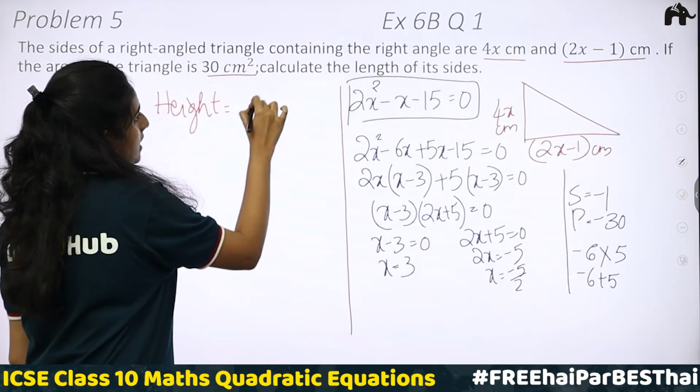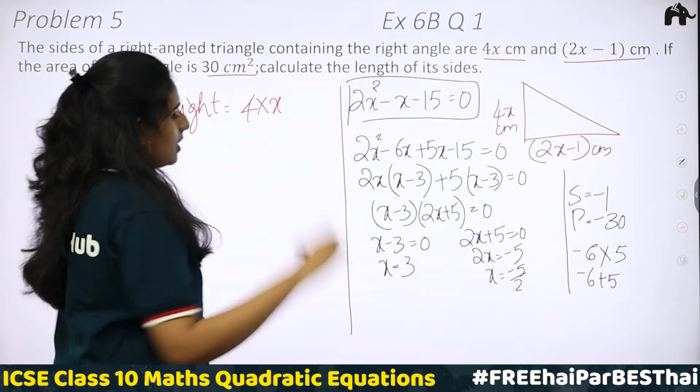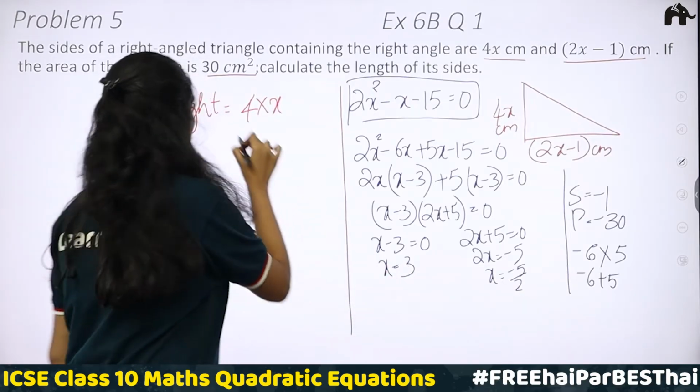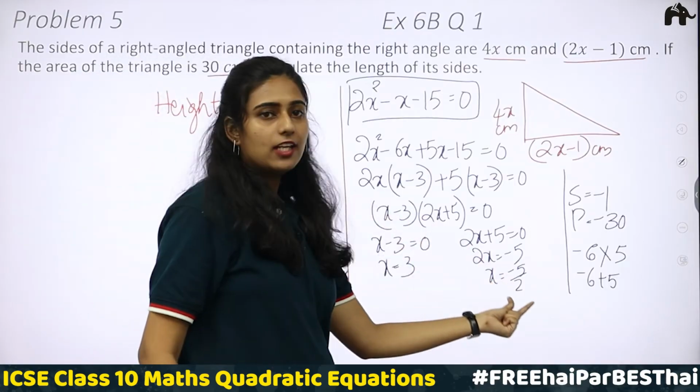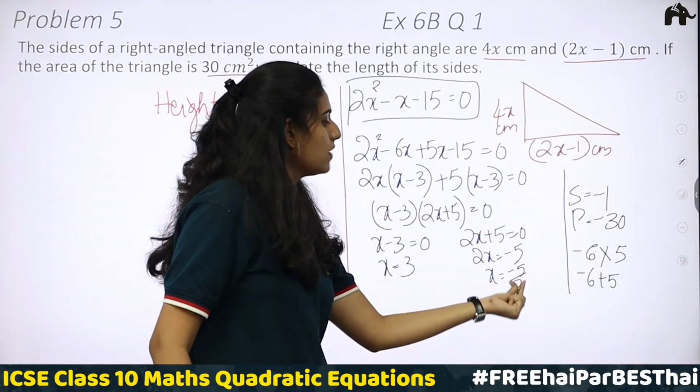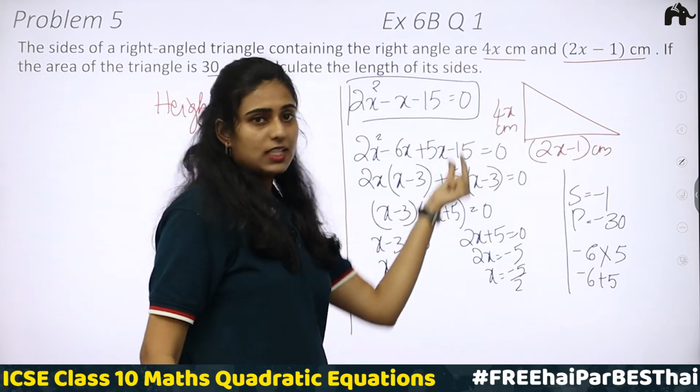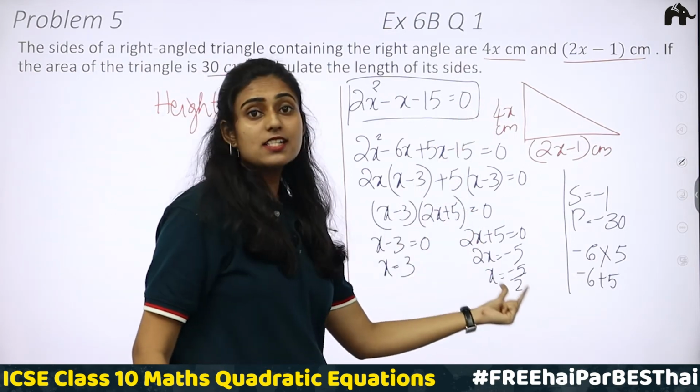Okay. Now, here to get the height, we have to find 4 into x. 4 into 3 is 12. 12 centimeter is acceptable. What about this value? 4 into minus 5 by 2. 2 and 4 can be cancelled. You get 10 and the answer is minus 10.